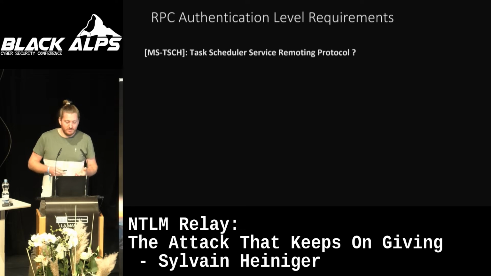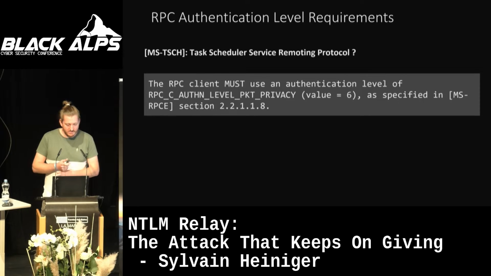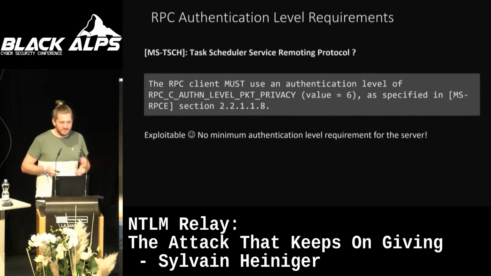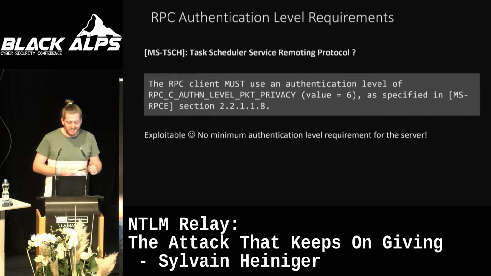But I stumbled upon the Task Scheduler Service remoting protocol. This allows you to schedule tasks remotely on a Windows machine. So this sounds pretty promising. If you can relay to that and you have the right privileges, you can execute code on the remote machine. And here, the documentation says the client must use an authentication level of packet privacy. So that's bad, right? But it's only the client that must use it. So the server doesn't have any requirement. Maybe it's still interesting. So it turns out, otherwise I wouldn't be here, this is exploitable, and the server doesn't have, or didn't have back in the day, a minimum authentication level requirement.